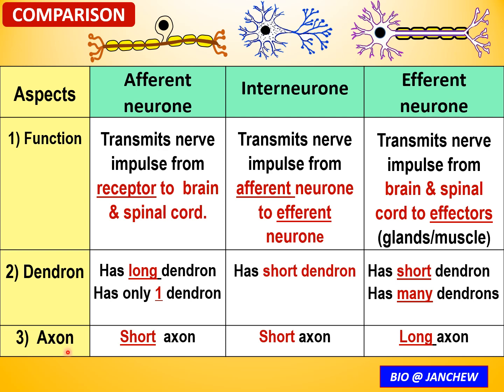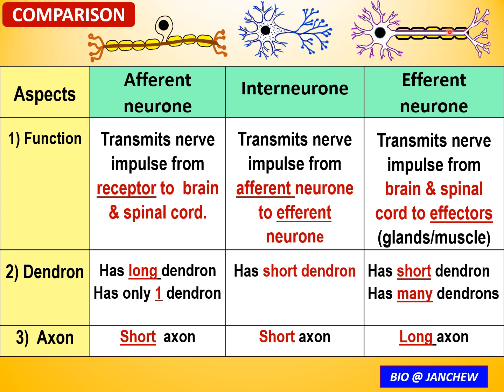But from the aspect of axon, afferent neuron has short axon. Long dendron, but short axon. So this part is the axon, it is shorter. For the interneuron, the dendron and axon are both short. Okay, it's a shorter cell than both the afferent or efferent neuron. It's shorter. Now for efferent neuron, the axon is long. It's this one. That extends from the spinal cord down to the effectors.